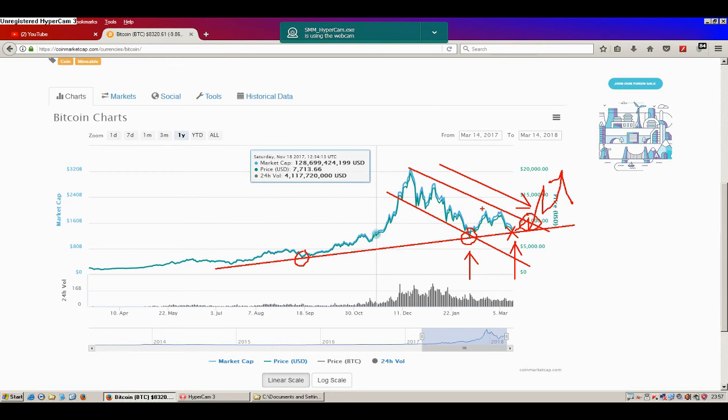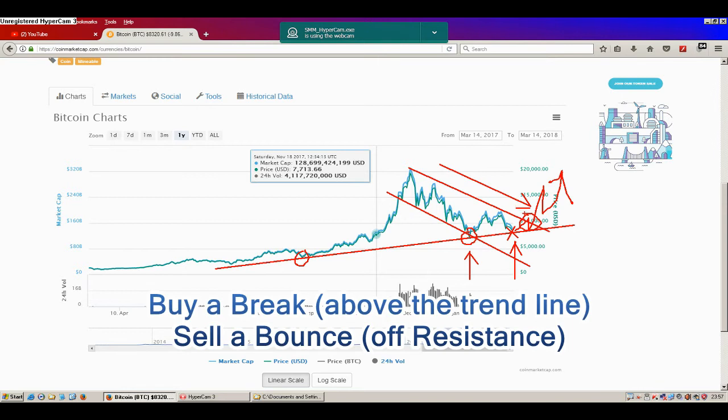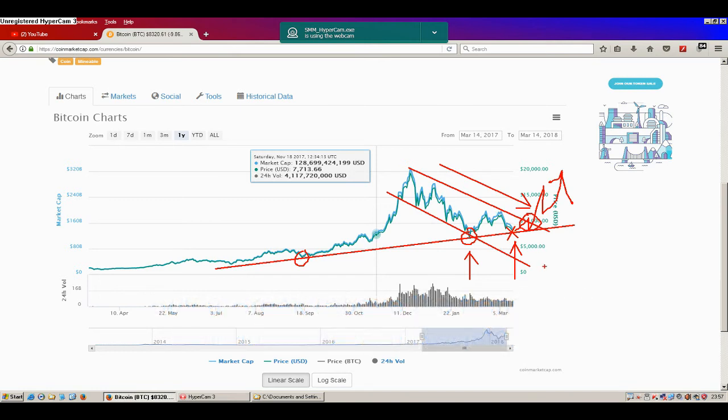And what you do, what is called buy a break, or buy a bounce, and sell at resistance. I don't know if I got those words perfectly right, but there was an expression like that in forex trading. I can't remember what it was, but you would buy it if it bounced off the trend line, and you would sell it if there was resistance from a trend line. So this is where we're at.